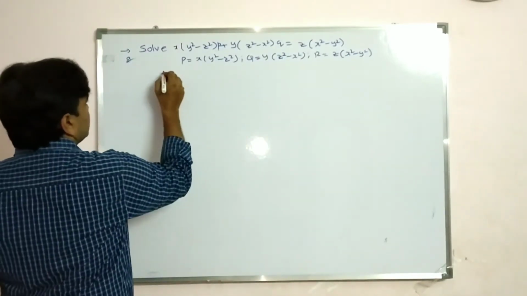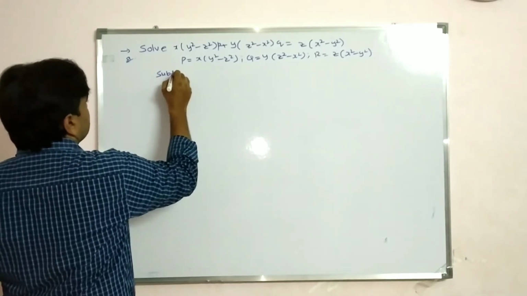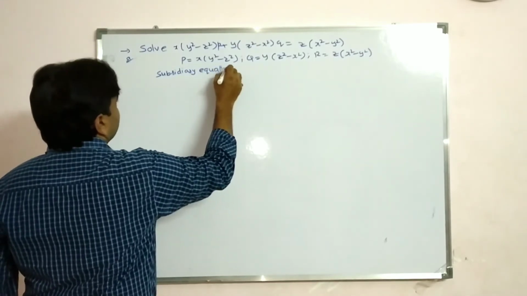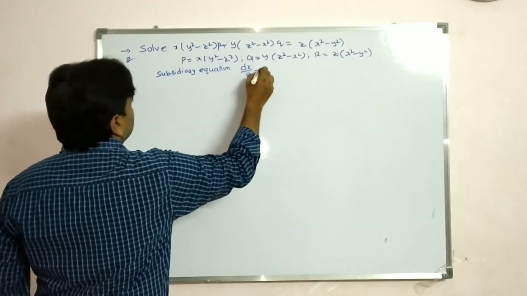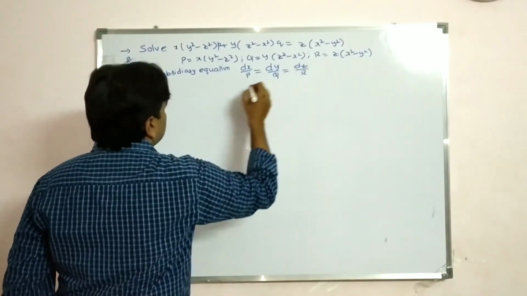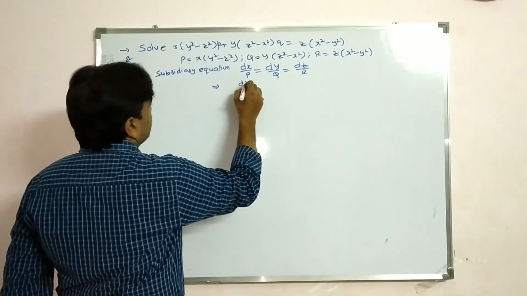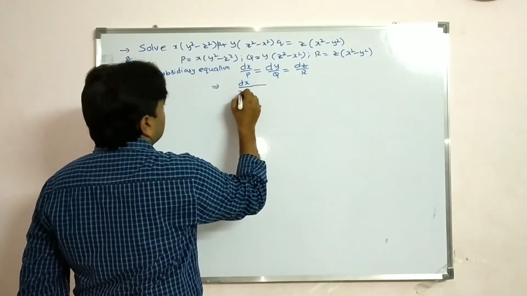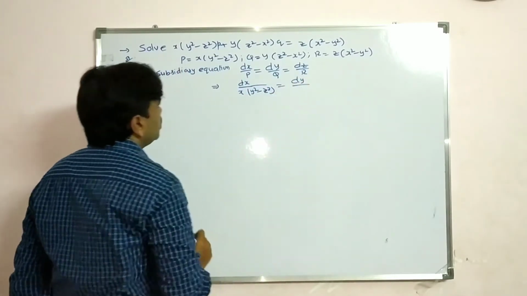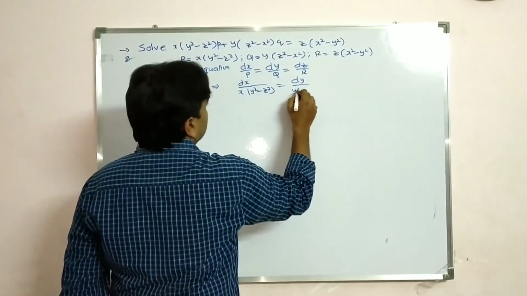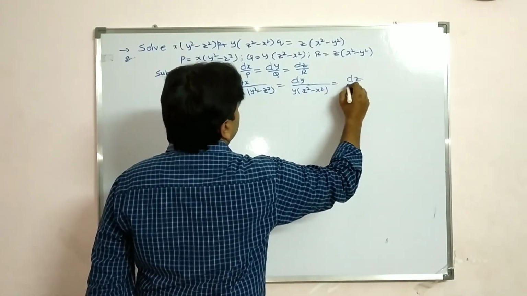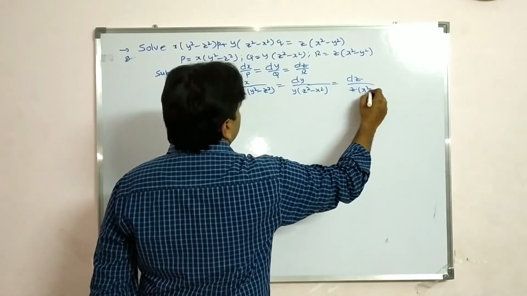What is the next step, students? Subsidiary equation. What is the subsidiary equation, students? dx by capital P is equal to dy by capital Q is equal to dz by capital R. That implies dx by x into y square minus z square is equal to dy by y into z square minus x square is equal to dz by z into x square minus y square.